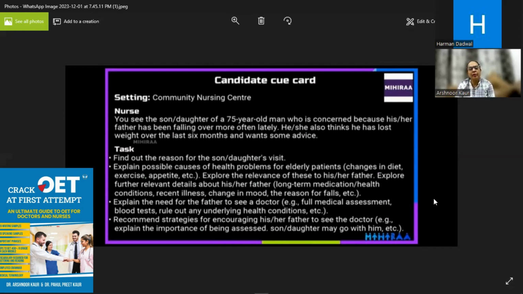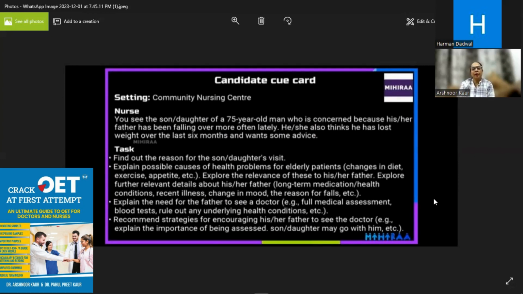The patient will tell that I have come in regards to my father, who is your patient, and he is having frequent episodes of falling. Then you have to ask the patient for the documentation purpose, may I check the identity of your father? What's the name of your father and how old is he? Then the patient may say that my father is 75 years old and his name is Harry.